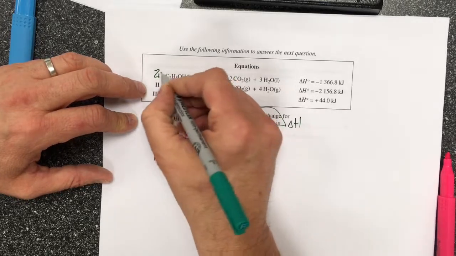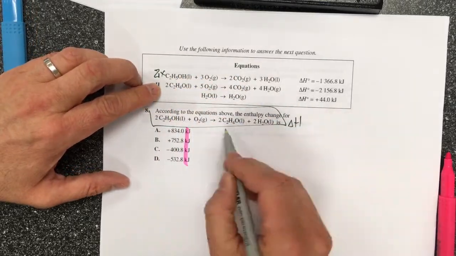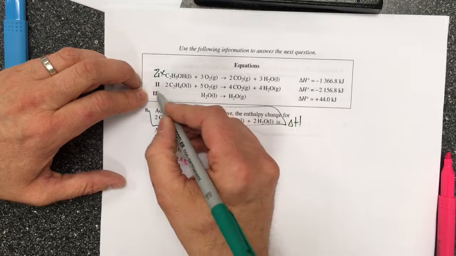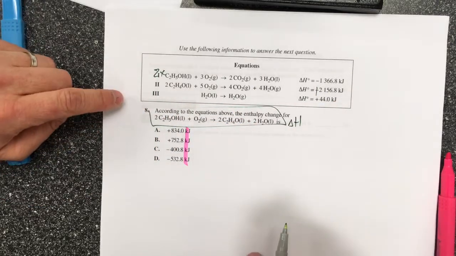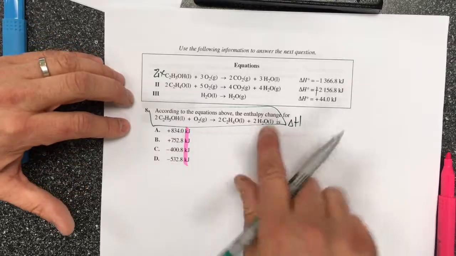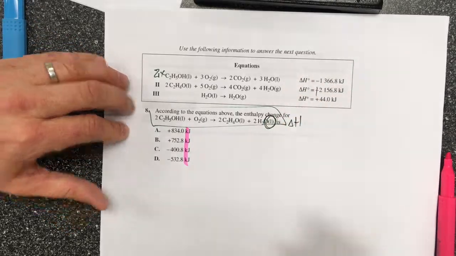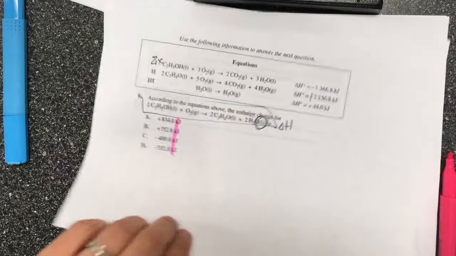So I'm going to have times 2 of this. I need this in the products, so it's going to become a positive value. And then I'm going to balance out my waters so that they are in the correct state, because you can see our water is a liquid here. That'll be my strategy for that question.